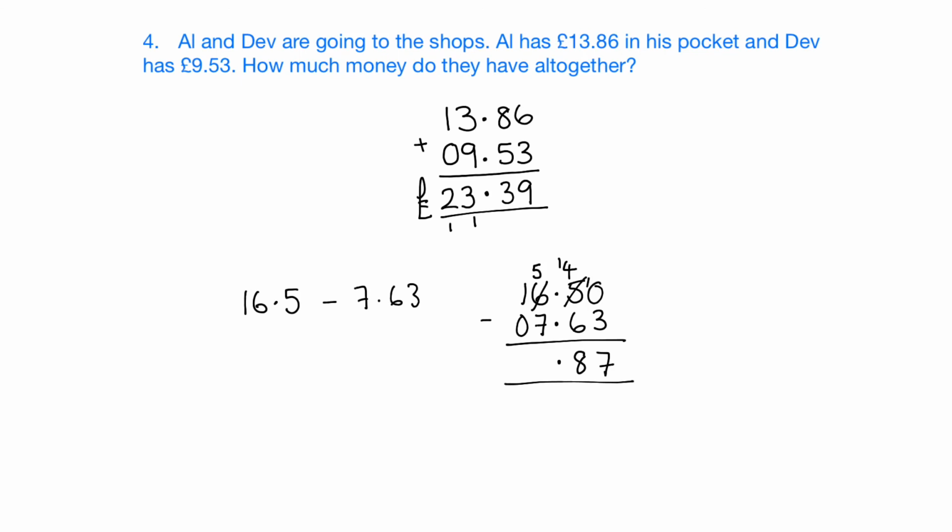And oh dear, 5 take away 7. Well, 7's bigger than 5, so 5 needs to nip next door and borrow 1. So next door is left with none now. And we give that 1 to the 5 to make it 15. So 15 take away 7 is 8. So the answer to that question would be 8.87.